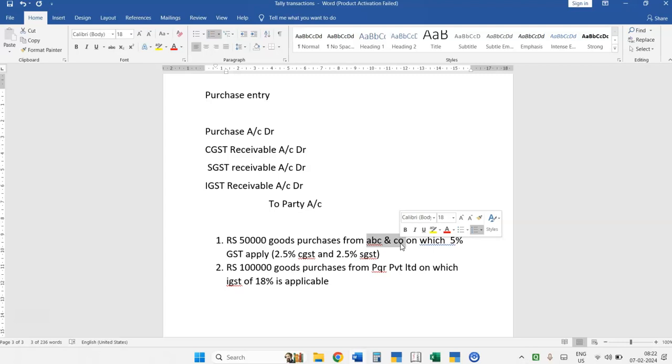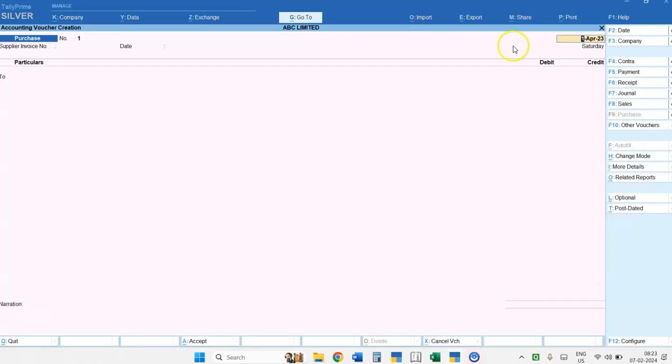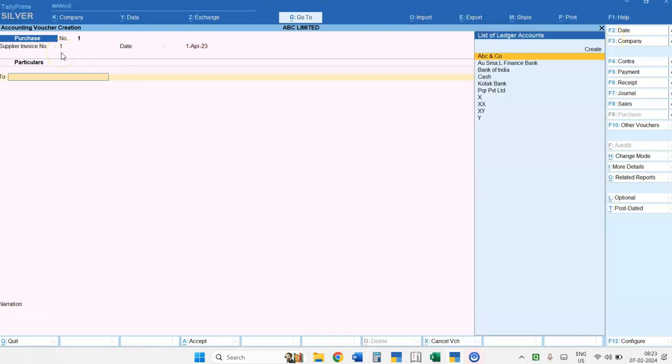So let us start doing the entry in Tally Prime 4.0. For the purpose of making the entry, you have to press on the voucher button. From here you can select the purchase transaction. Here the purchase transaction is already open. Here you have to enter the voucher number, the invoice date, the supplier invoice number and the supplier invoice date.